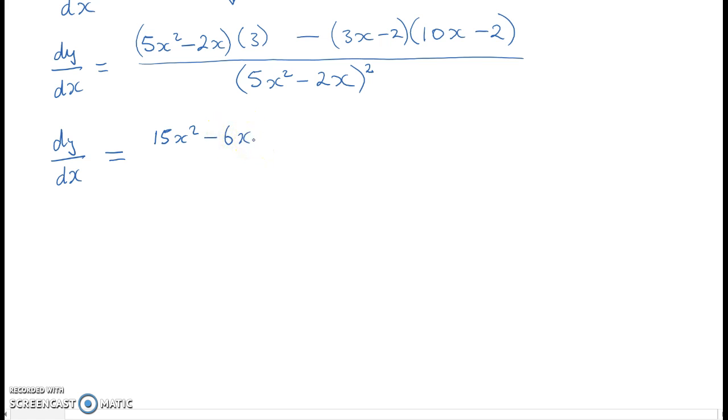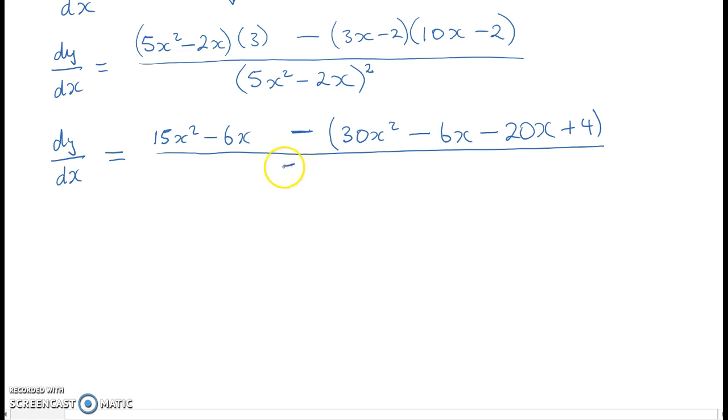Now this is where we have to be careful. We have a minus here. That's this minus. We're bringing it down here now. So everything that's done subsequent to this minus has to be in parentheses. 3x by 10x will be 30x squared. 3x by negative 2 would be negative 6x. Negative 2 by 10x is minus 20x. And negative 2 by negative 2 is plus 4. And on the bottom, remember, we're not going to do any simplification on the bottom at all. So 5x squared minus 2x, squared.